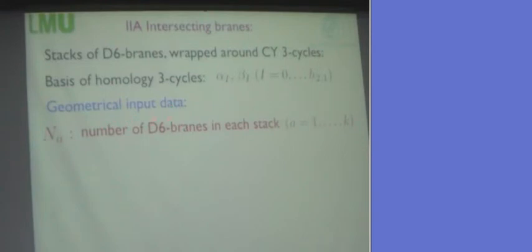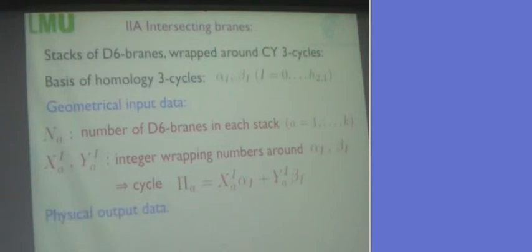Namely, first of all, we choose k of these stacks, and each stack is characterized by a certain number N_A, the number of branes in each stack. Moreover, these branes can wrap the various 3-cycles, not only one time but several times. So we have integer wrapping numbers, which I denote by x_i^A and y_i^A, around the alpha_i and beta_i cycles. So in general, our stack A is denoted by this kind of cycle pi_A, which is a linear combination of the basis cycles.